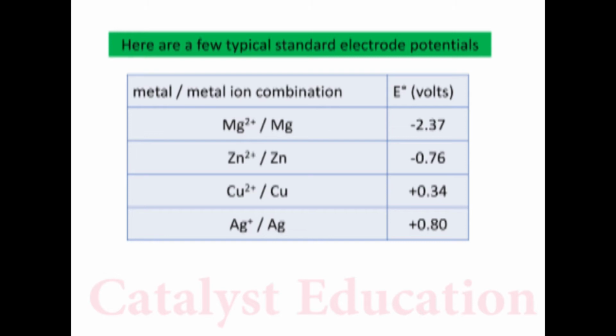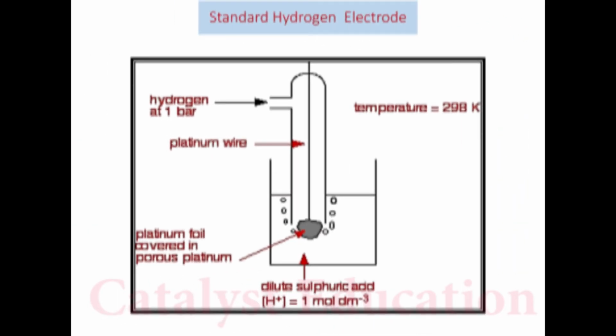Negative potential means the backward reaction is favored in the equilibrium. Magnesium ion is more stable than the metal, so the backward reaction is favored. More reactive metals give greater negative reduction potential. All these data are given relative to the standard hydrogen electrode. This is a reference electrode.